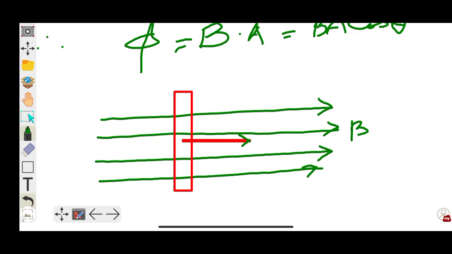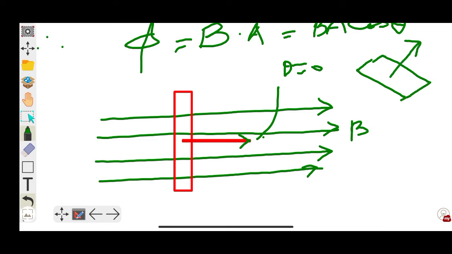This is the area vector, but sometimes you can tilt this area. If you tilt it, the angle between them is, at the moment, theta equal to 0. Here theta is equal to 0. But if you tilt the area in this way, the area vector will be this and the magnetic field is this. So this is theta.